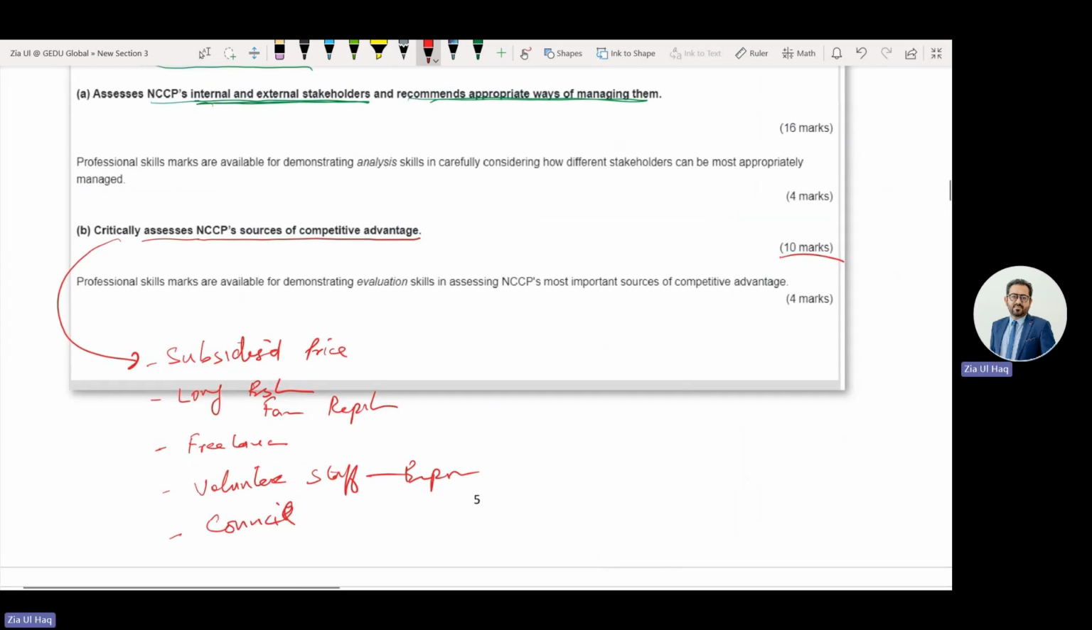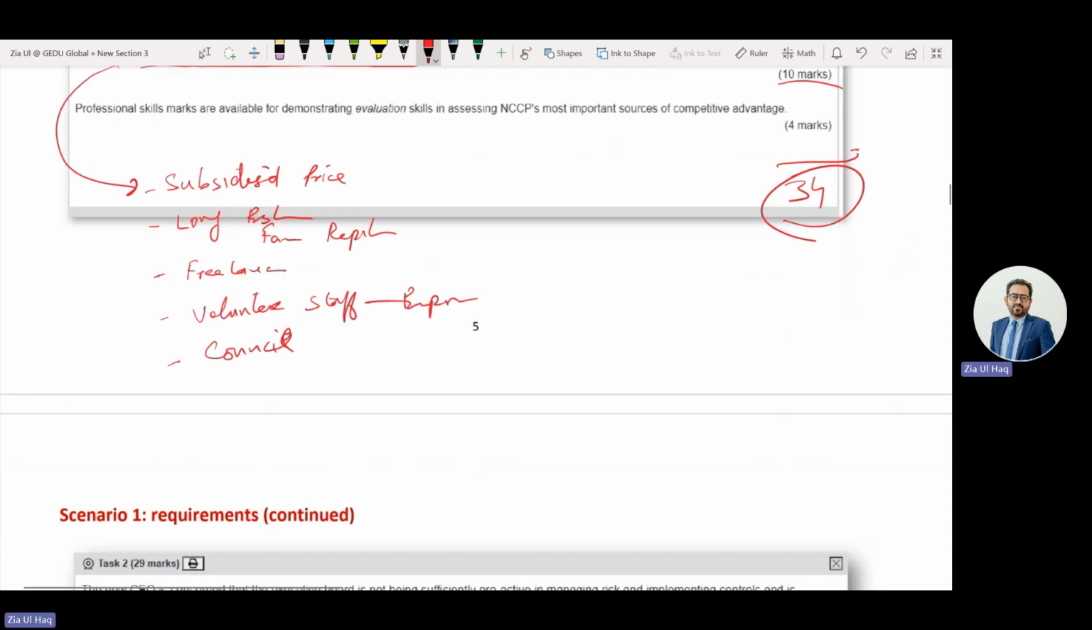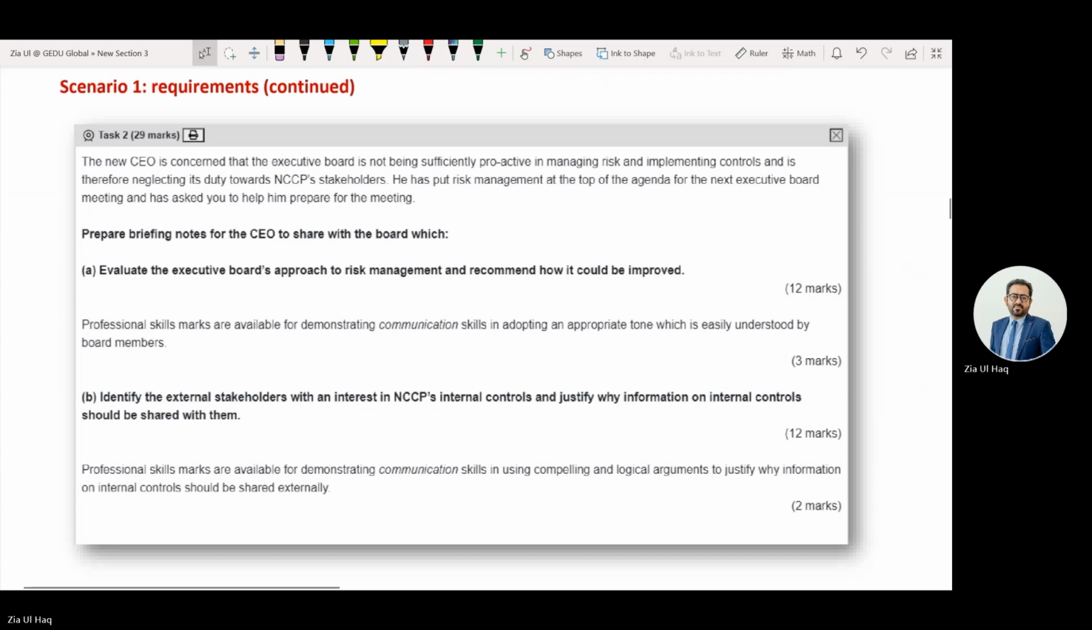So task 1 is about 20 plus 14, 34 marks altogether. Then we get 17 marks from this, because part A was easy. We can easily cover 10 to 12 marks from that part. Moving towards task 2. There is part A for 12 marks and part B for 12 marks.